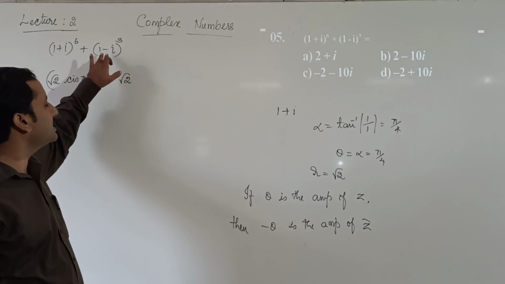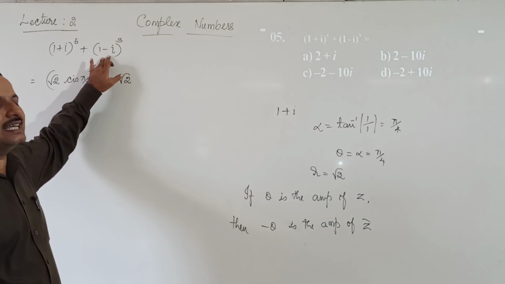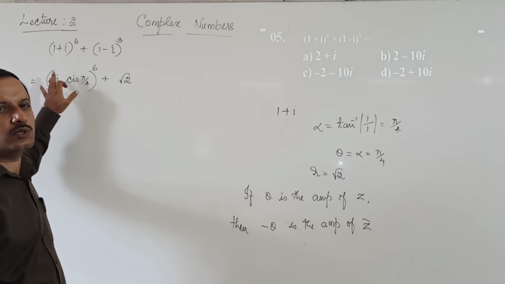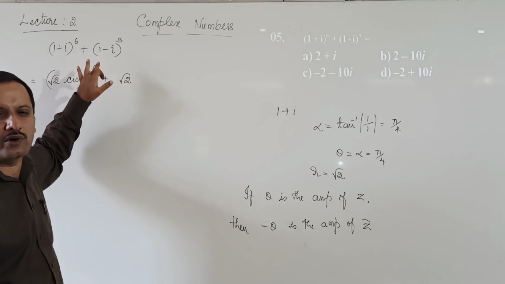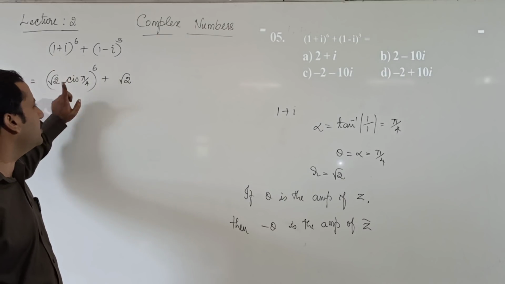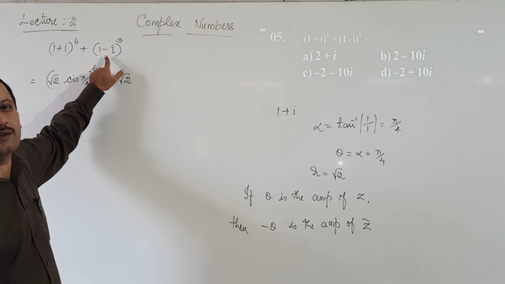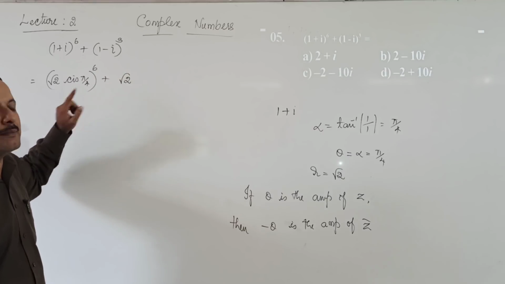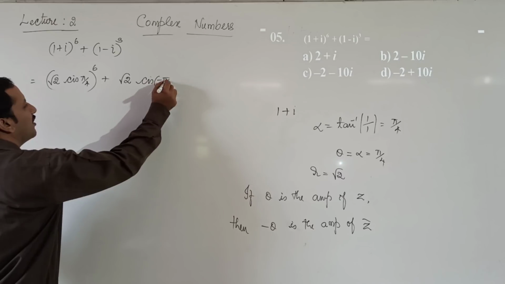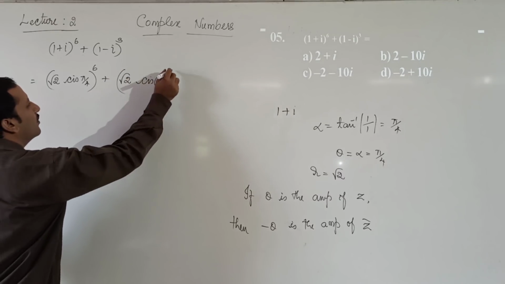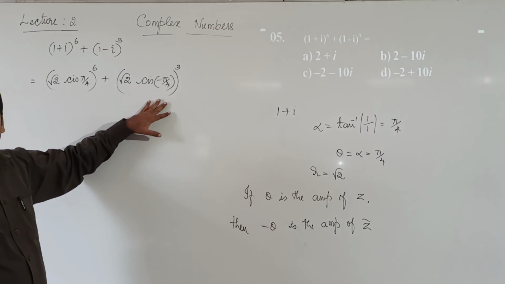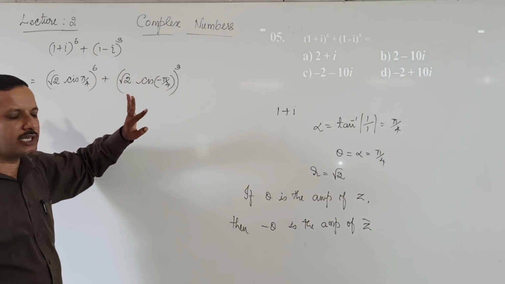So in this case, 1 minus i is the conjugate of 1 plus i. For 1 plus i, modulus is root 2. Therefore, for 1 minus i also, modulus must be equal to root 2. Then amplitude, for 1 plus i, the amplitude is pi by 4. Therefore, for 1 minus i, the amplitude must be minus pi by 4. So, root 2 into cis of minus pi by 4 whole cube. If you want, you can cross check that.